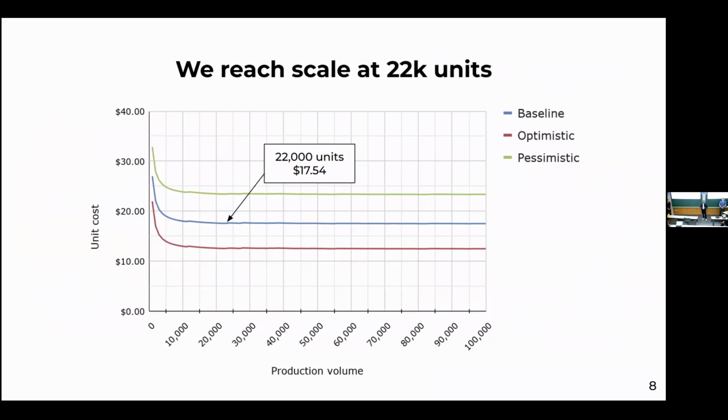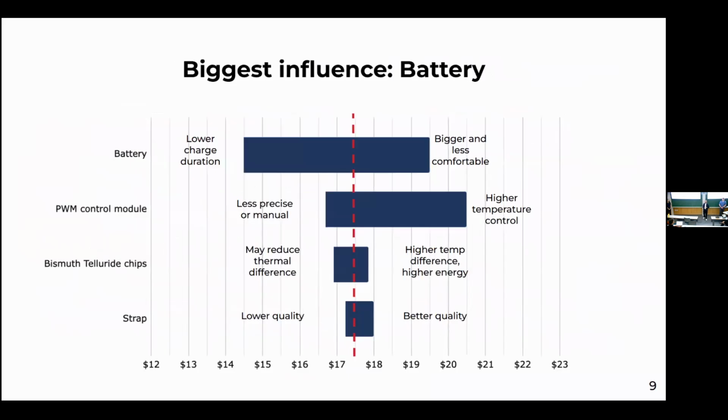We did a pessimistic and optimistic scenario, but in the baseline, that's the price that we reached. We can see here the 4 levers that I mentioned, the 4 biggest contributors in the electronics and the chips, how they affect the unit price. We might find, for example, a battery that is cheaper but might provide a lower charge duration, or a battery that is more expensive but bigger or less comfortable, but it would provide a longer time.